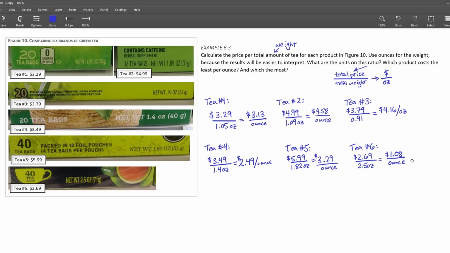So in each case, the ratio we have calculated has units of dollars per ounce. Tea number 3 is $4.16 per ounce. Tea number 4, $2.49 per ounce. Number 5 is $3.29 per ounce. And number 6 is $1.08 per ounce. So once again, our store brand tea number 6 has won the race, as it did in example 6.1. And tea number 2 is definitely pricier per ounce than any of the rest. You're going to pay the least amount per ounce by buying tea number 6 and the most amount per ounce by buying tea number 2.